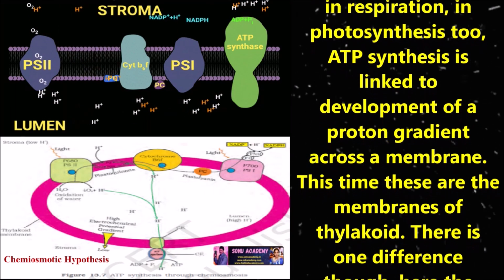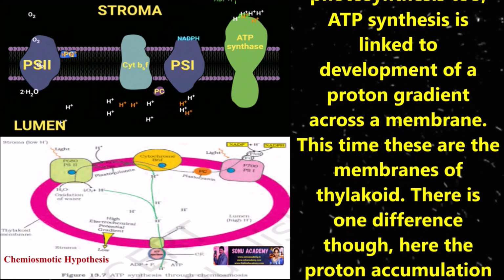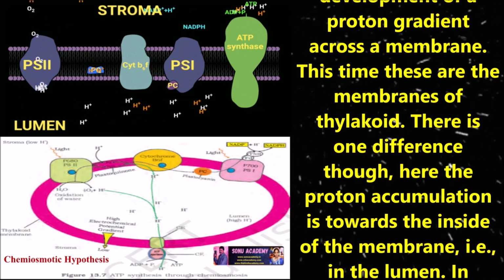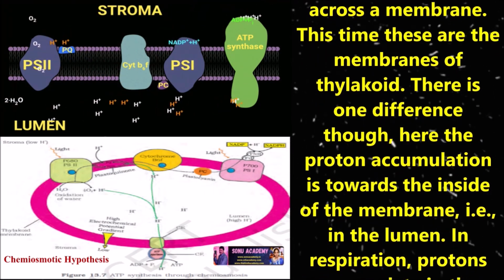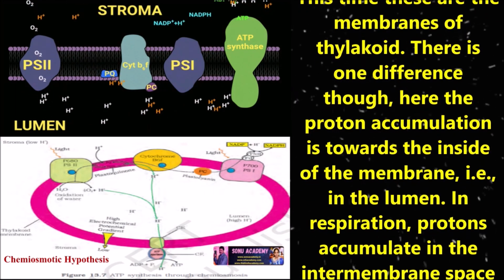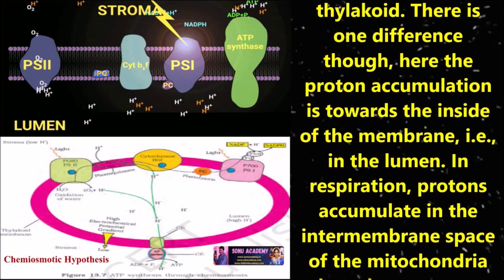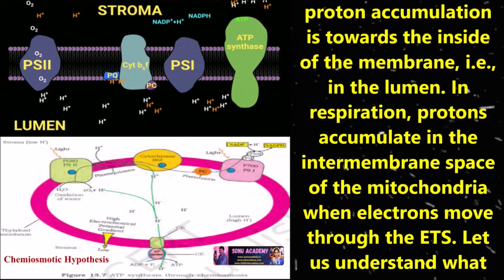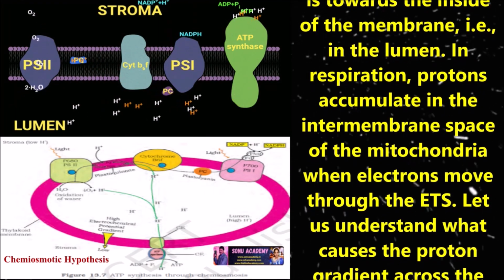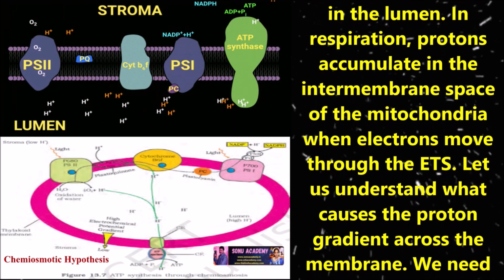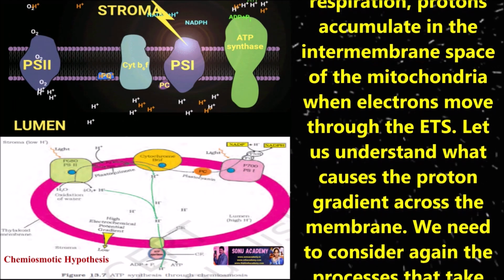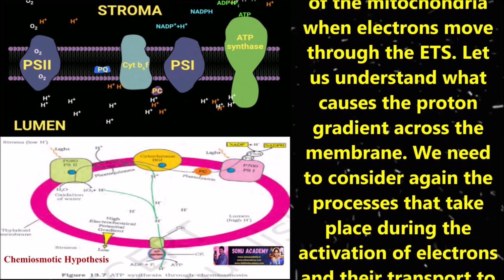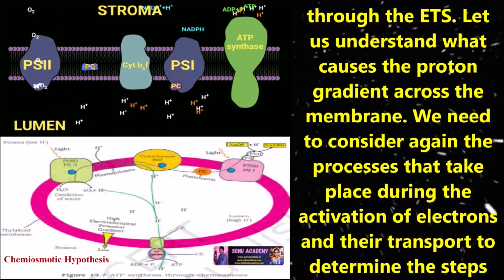There is one difference. Here, the proton accumulation is towards the inside of the membrane, that is, in the lumen. In respiration, protons accumulate in the intermembrane space of the mitochondria, where electrons move through the ETS. Let us understand what causes the proton gradient across the membrane. We need to consider again the processes that take place during the activation of electrons and their transport to determine the steps that cause a proton gradient.